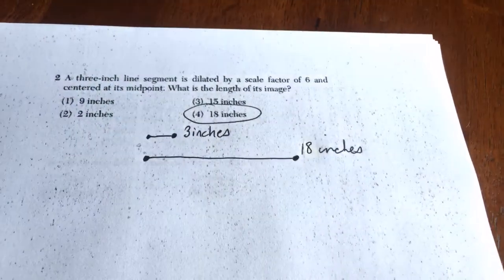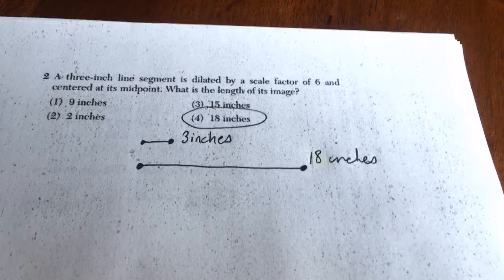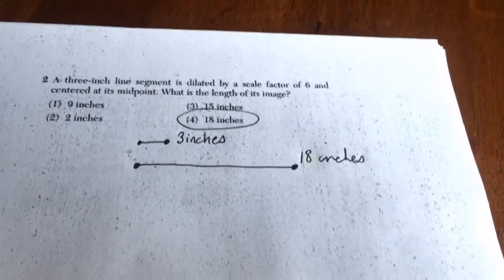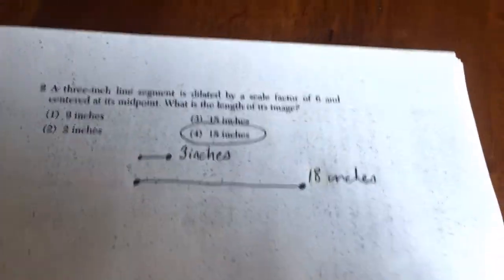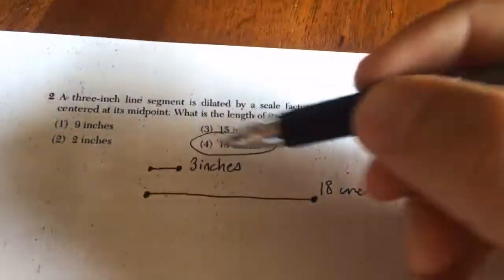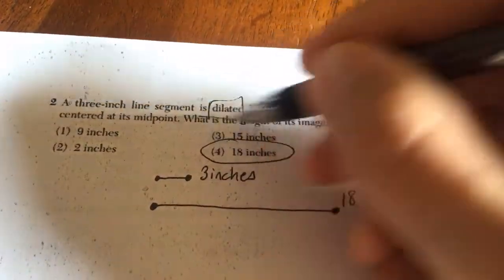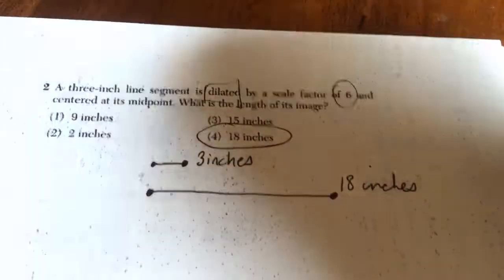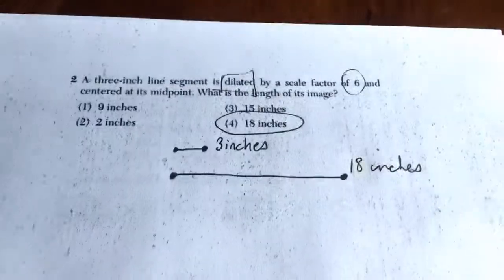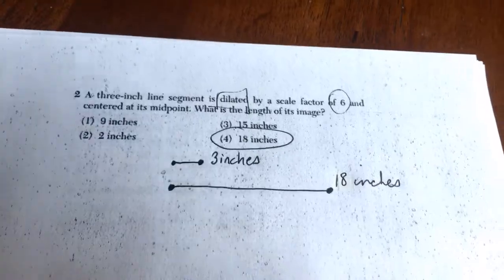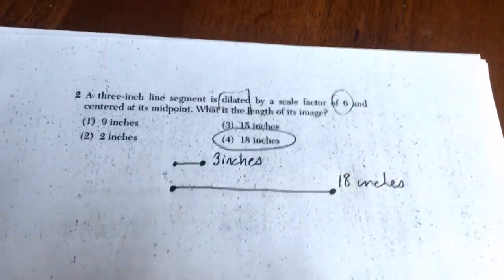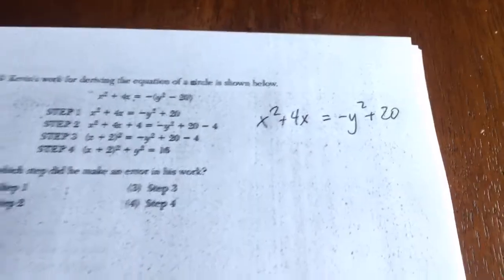Number 2, a 3-inch line segment is dilated by a scale factor of 6 and centered at its midpoint. What is the length of its image? In this case, what we're doing is we're taking 3 inches and multiplying it. Dilation basically means multiplication by 6. 6 times 3 is going to be 18 inches. My little diagram here may not be drawn completely to scale, but 18 inches is your answer.